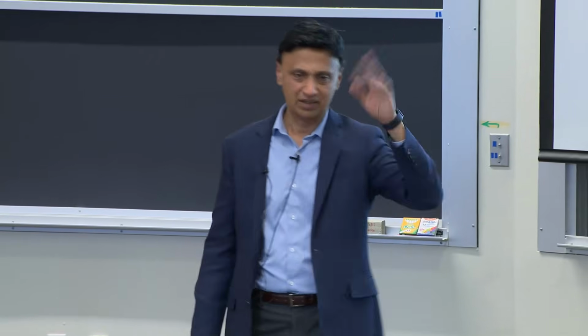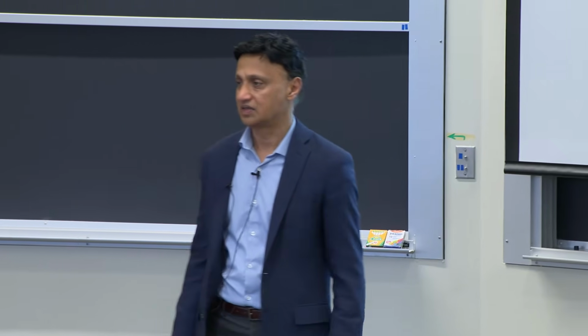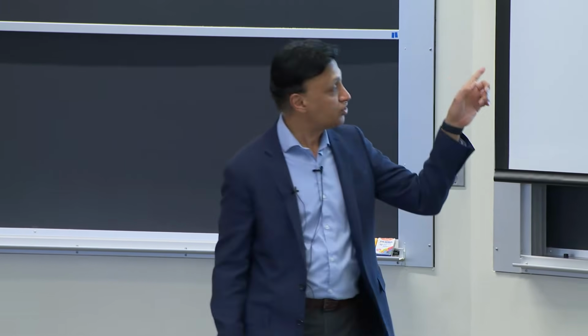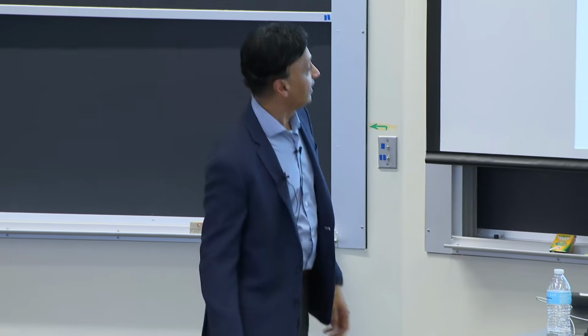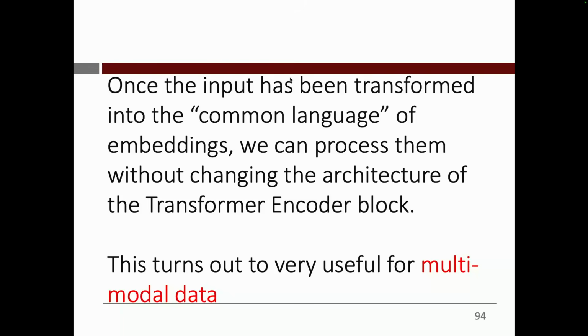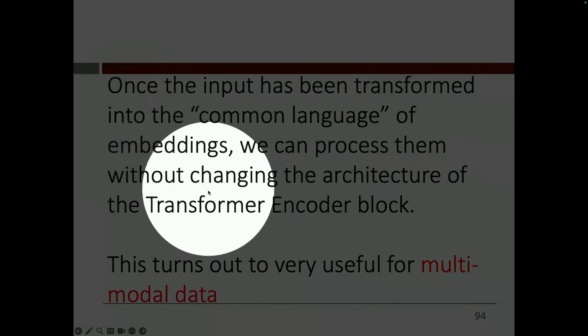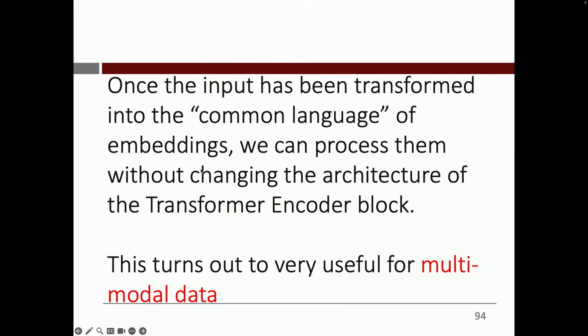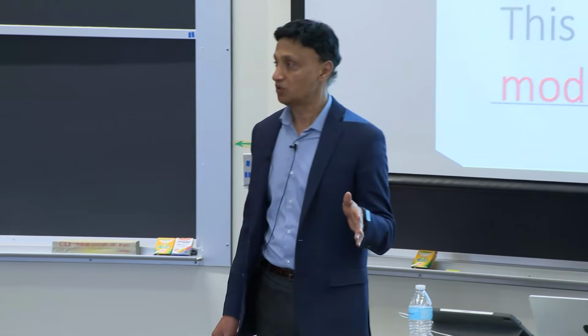So this is the tabular data transformer. And there are many refinements and improvements over the years that have come since then. But the key thing I want you to remember here is that categorical variables can be very easily represented as embeddings. That's the key. All right, so that's that. Now, once the input has been transformed into this common language of embeddings, we can process it without changing the architecture of the block itself, because all it wants is embeddings. It's like, you give me embeddings, I give you great contextual embeddings out, and nobody gets hurt. That is the deal with the transformer stack.